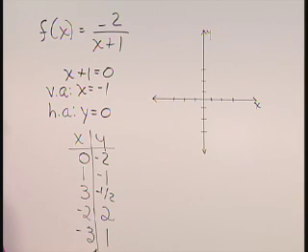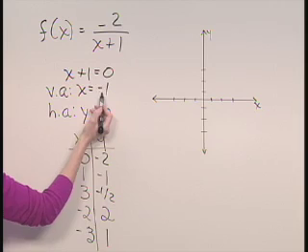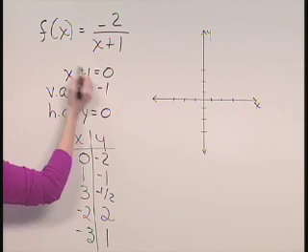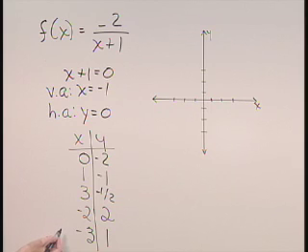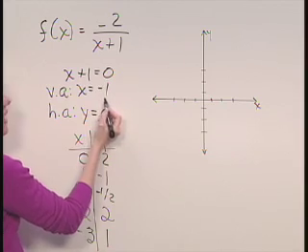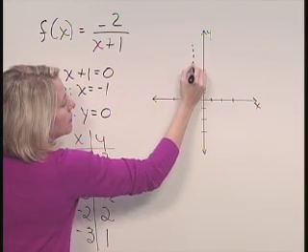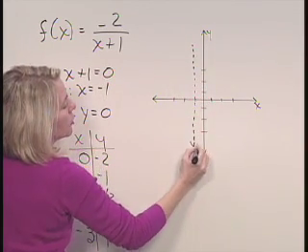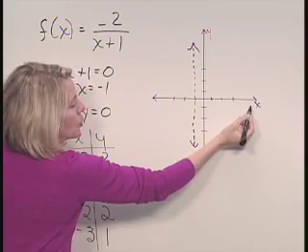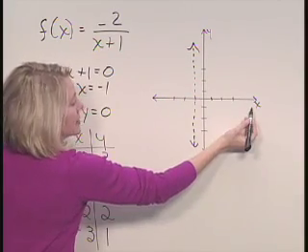Notice I did not find a point for x equal -1 because that is our vertical asymptote, and so this function will be undefined at that value for x. So let's take these points and put them on our graph. First of all, we'll put a line at x equal -1. This is our vertical asymptote, and our horizontal asymptote is going to be our x-axis.